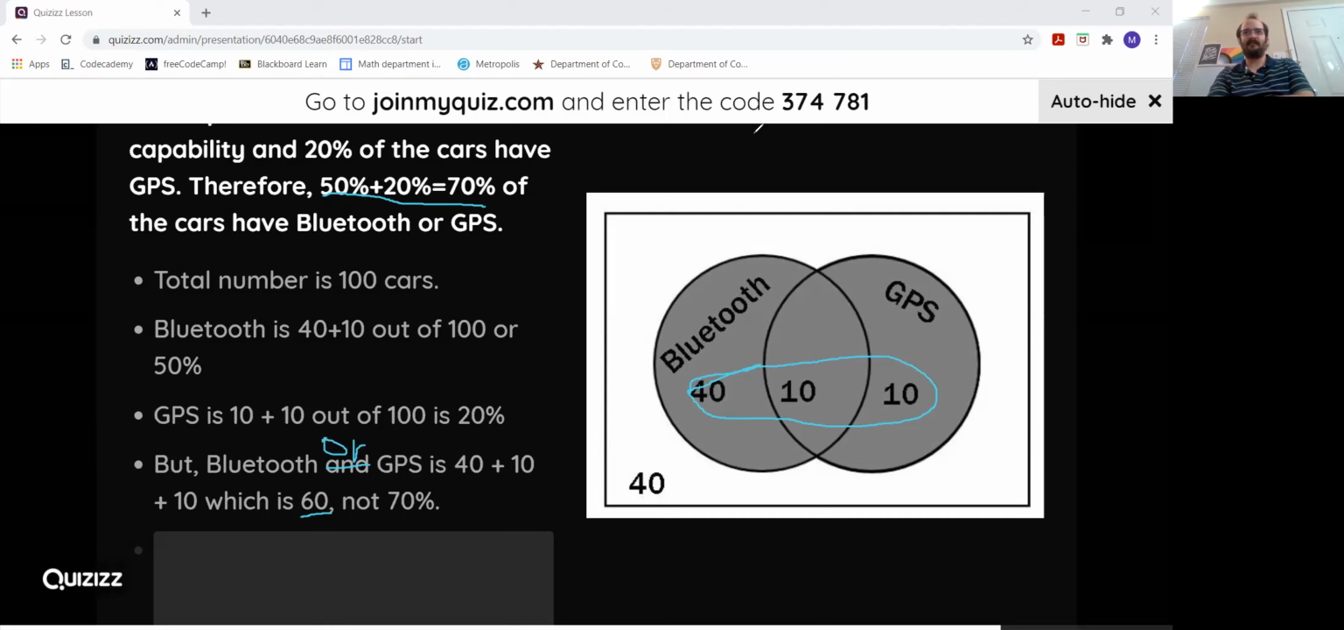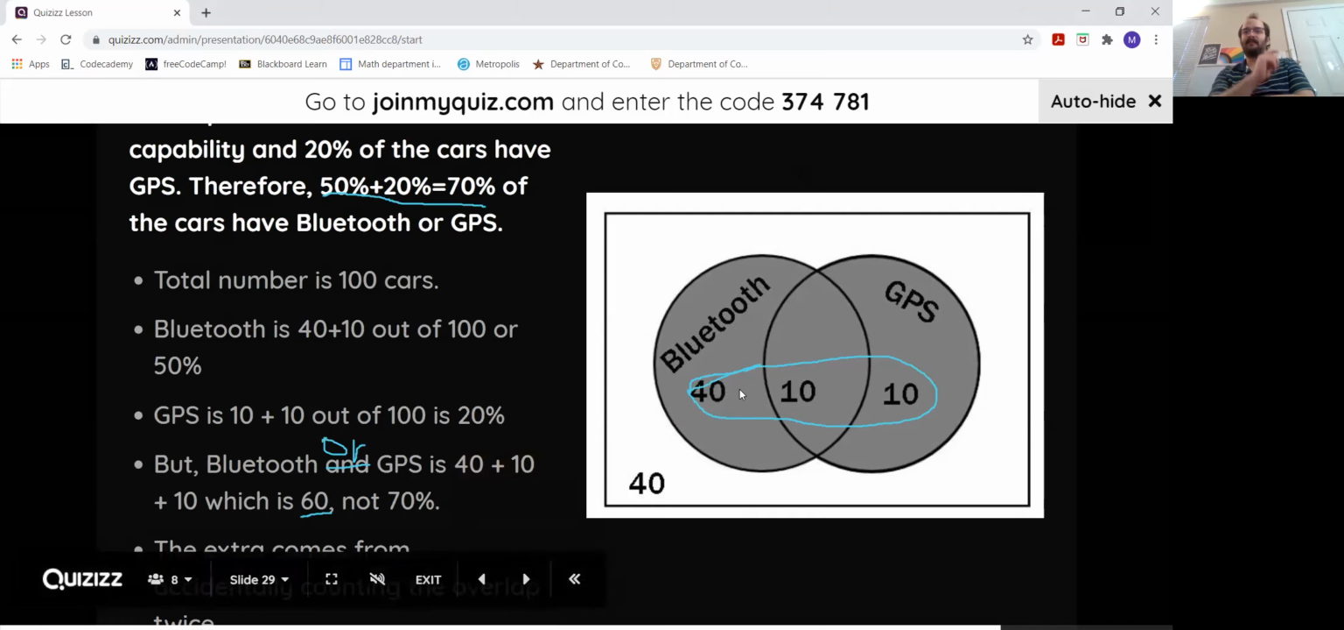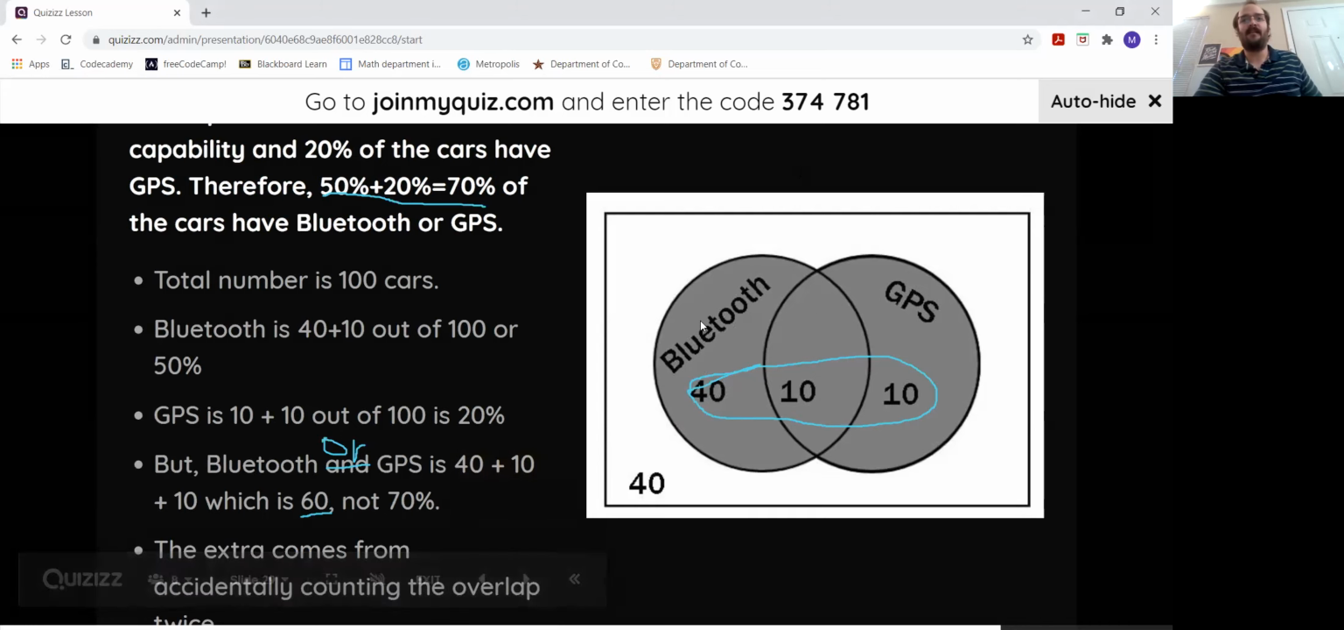Do y'all see it? It's coming from the fact that you counted this twice. Because when we counted Bluetooth to get to 50, we counted this. When we counted GPS to get to 20, we counted this. When we added them together, we counted them twice. So we just got an extra 10 in there from the overlap, basically.